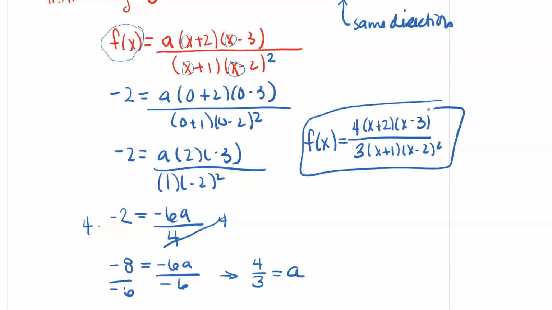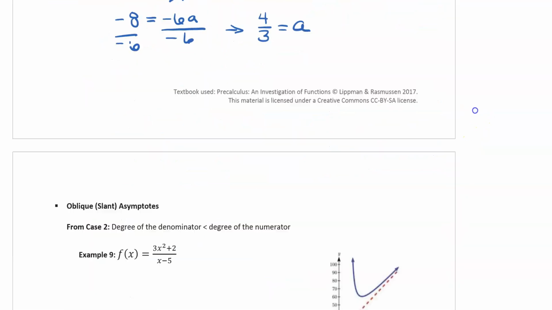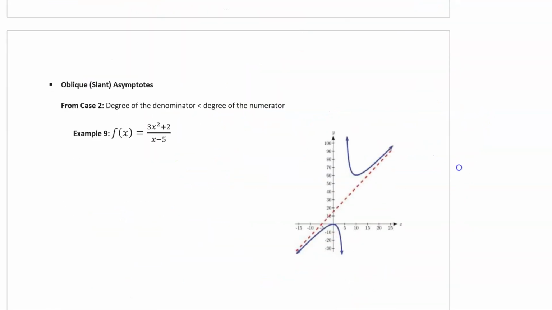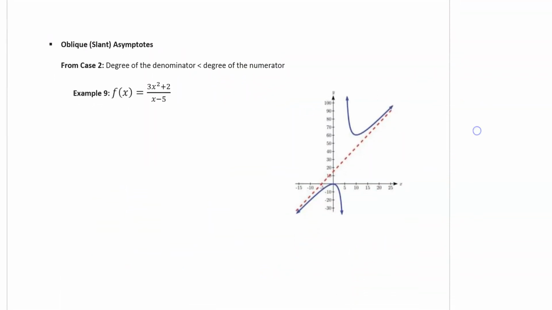Let's do one more example before we end this section. This one is dealing with our slant asymptotes. This is from the case in the previous video where the degree of the denominator is less than the degree of the numerator. Let's see what's going on with this one. I take this function, 3x squared plus 2 over x minus 5, and I've given us a graph over here to the right, and we'll come to that in a minute.